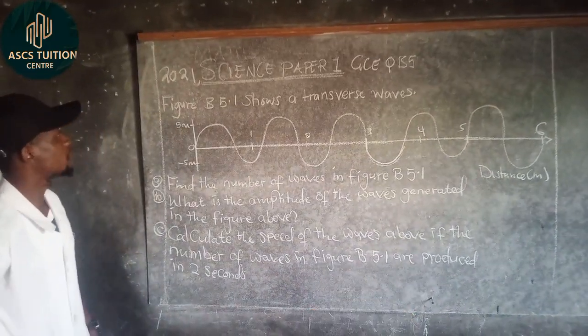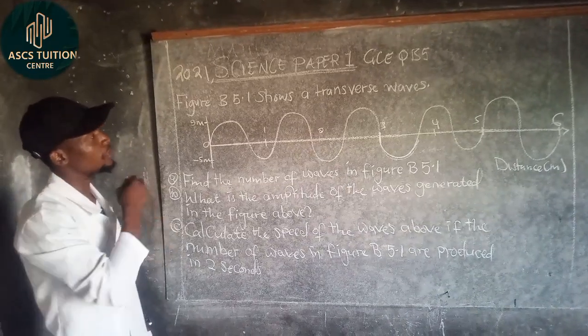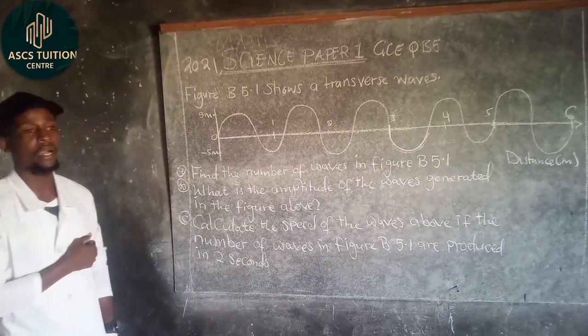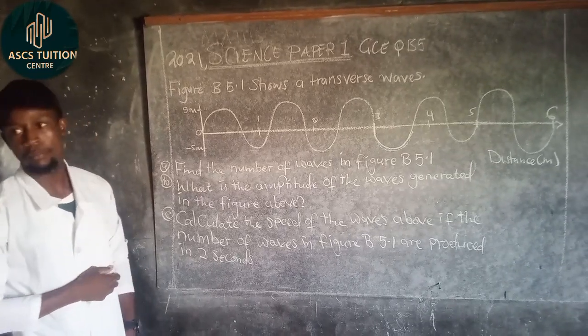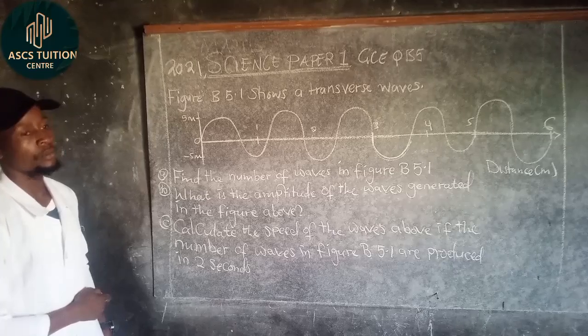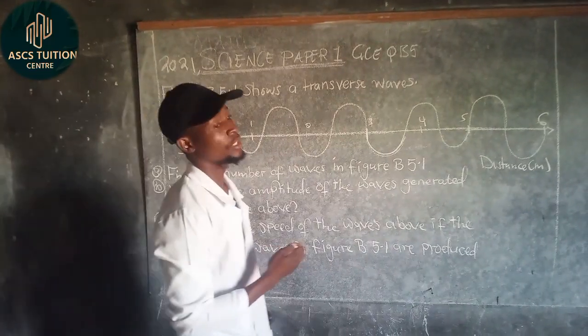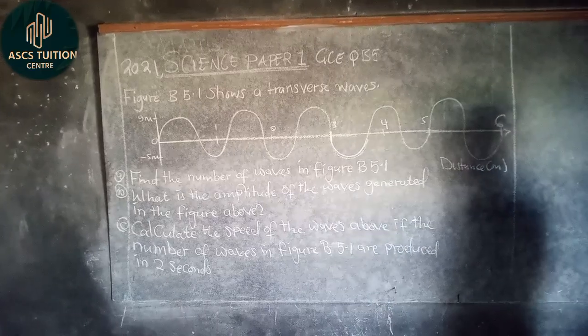So today I'm going to look at a question from Science Service 2021 Science Paper 1 GCE question B5. Now this question is based on wave properties. But before we proceed, first let's define what is a wave. And then we also look at some terms that we use in waves. And then we also talk about the different types of waves.